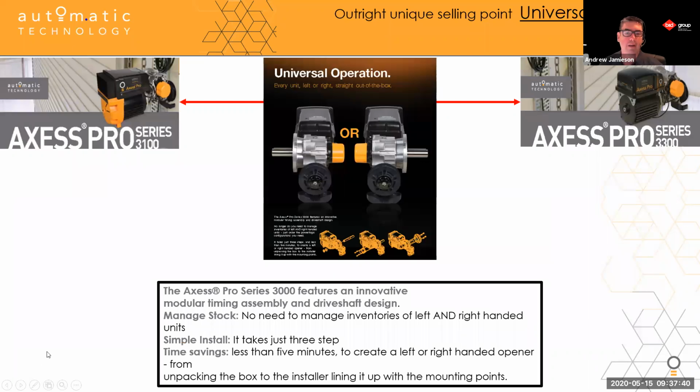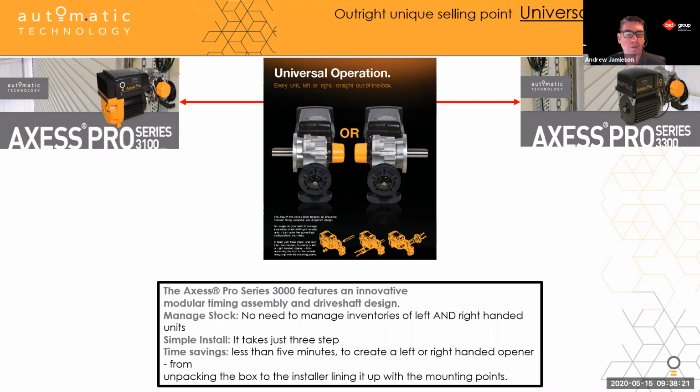Outright unique selling point number 2, and this can't be underplayed. This is the universal handedness of our units. So 1 unit is left and right out of the box. So no need for confusion, no need for lost service calls where left hand is specified, and then once you get to the job, a right hand is actually required, which would potentially mean a return to base to get the right-handed unit, whereas the B&D Group solution is a removable shaft and timing assembly. So it's 1 unit, left or right-hand fitment.